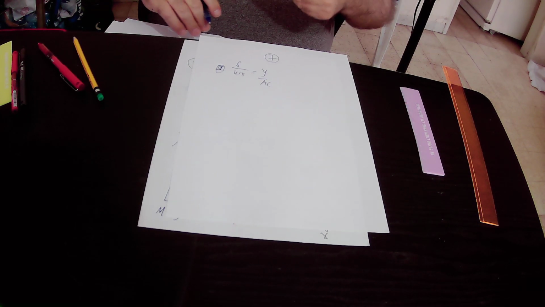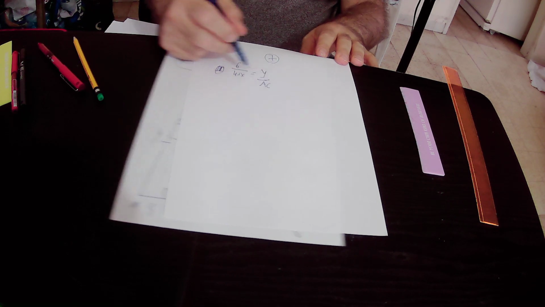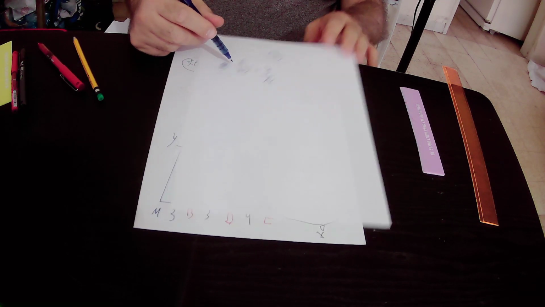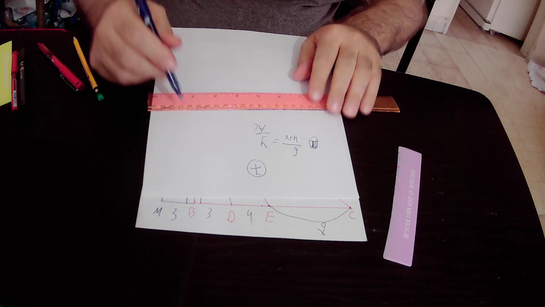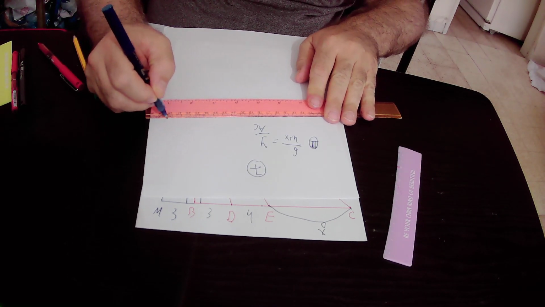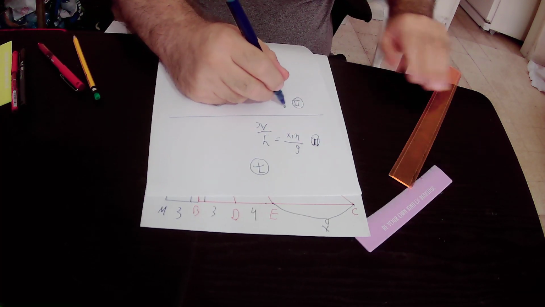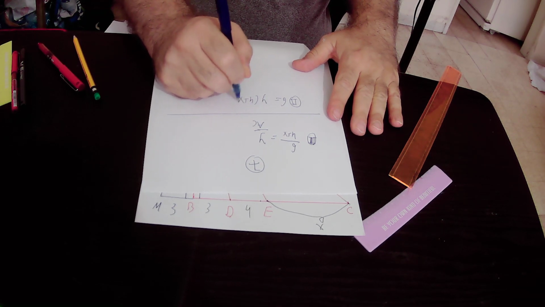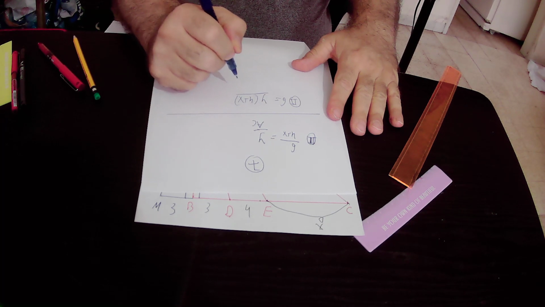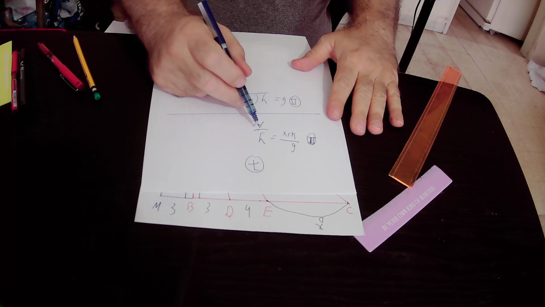We found that 6 over 4 plus X equals Y over AC. Here we will multiply this equality by AC, and we will get that 6 equals Y times 4 plus X over AC.